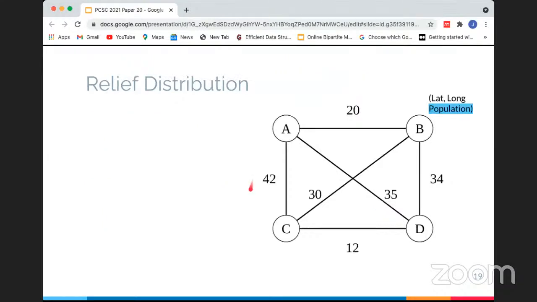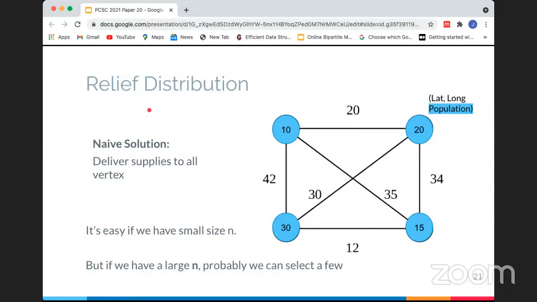Okay, so for each of the areas, we have data about the population. So for example, let's say for area A, we have 10, B, we have 20, 30, and 15. It can act as a vertex weight for the graph. So the relief distribution has a naive solution. In fact, we can just deliver all supplies to each of the vertices using the total number of required supplies based on the population. However, it's not that efficient if we have a size that is very large. So if we have different areas and n is equal to a very large number, it's not efficient, but if we have a small size n, of course we can use the naive solution.